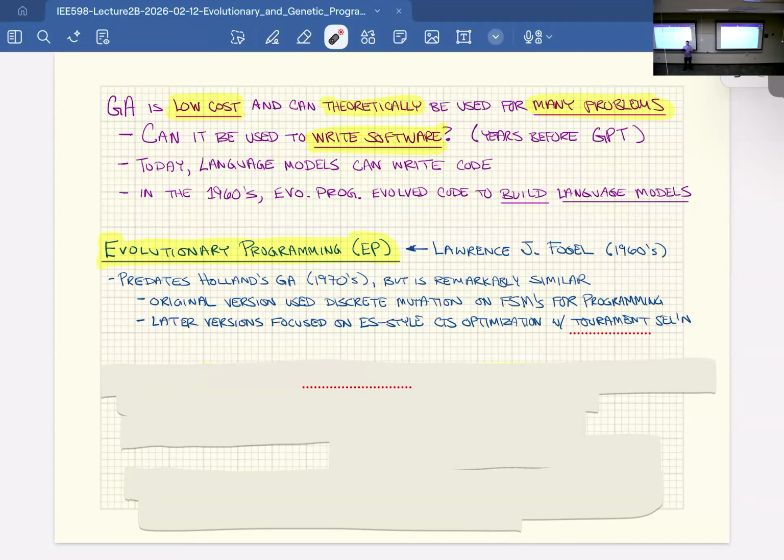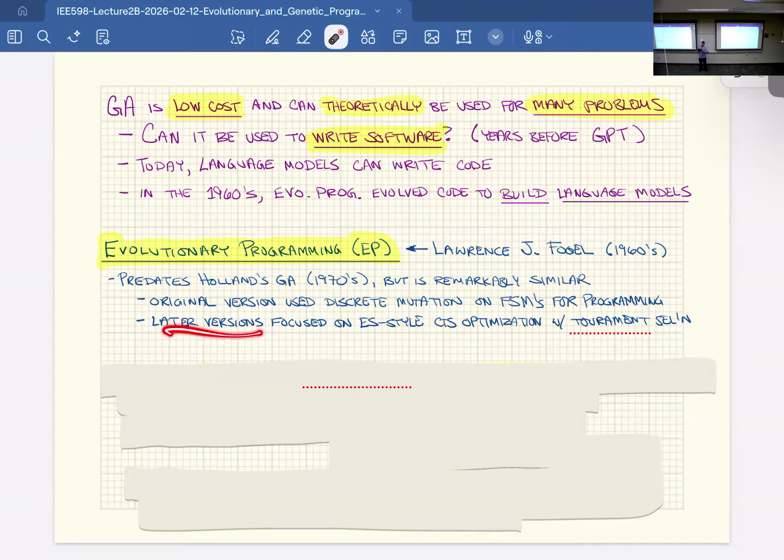So how do you mutate a symbol? That's a discrete mutation. And it would do it on finite state machines, which we'll talk about in a second. And so it was evolving state machines. And that was an attempt to make computers write solutions to problems.